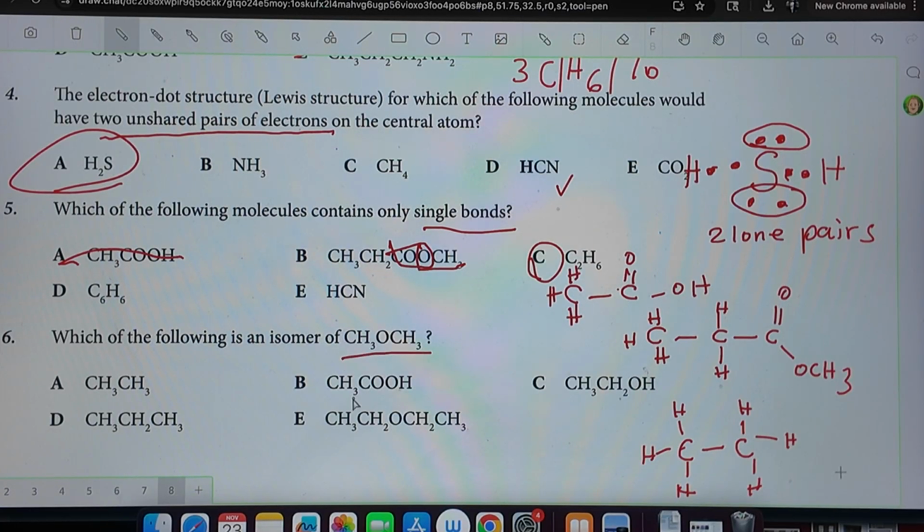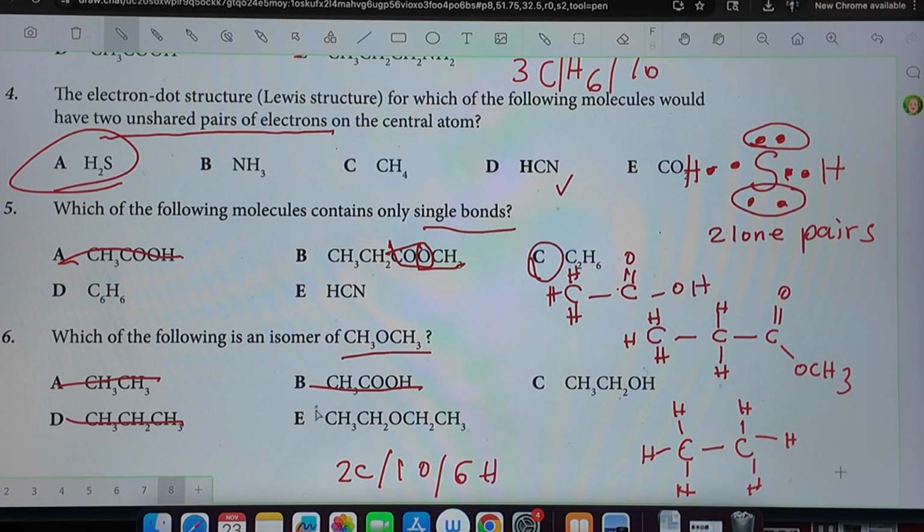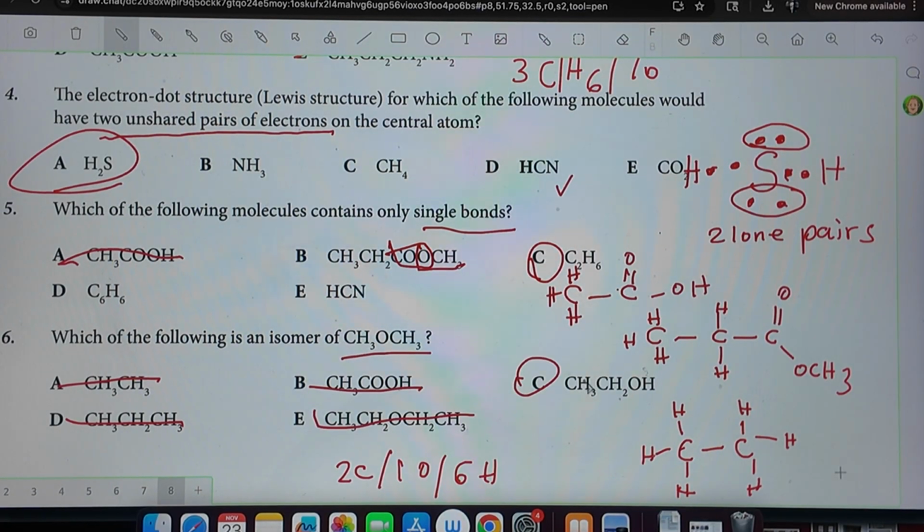Okay, we can see there's 2 carbons, one oxygen, and 6 hydrogens. So we just have to find one of these that has this. This has no oxygen off the bat, so it can't be an isomer. Here has 2 oxygens, so it can't be an isomer. We only need 2 carbons. This can't be an isomer. This has to be an isomer. It has to be the only answer that'll work because it has 2 carbons.